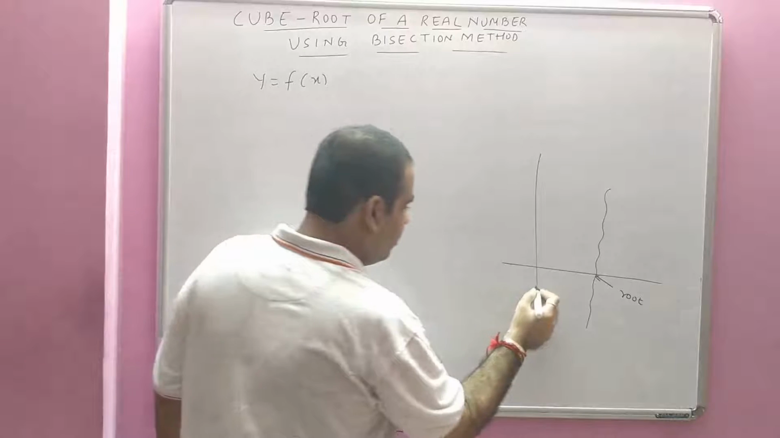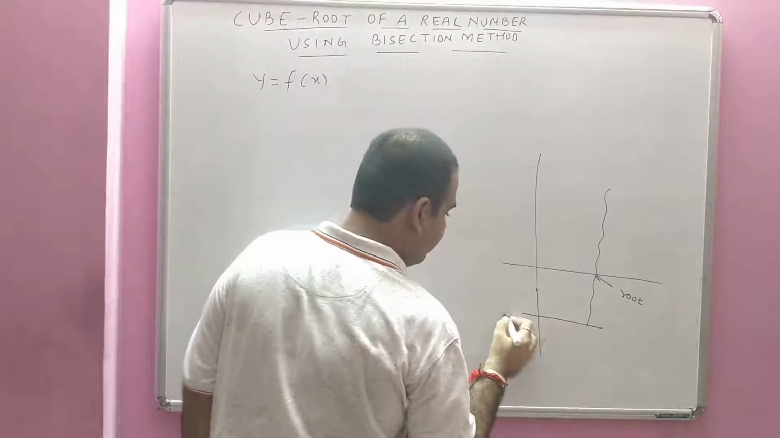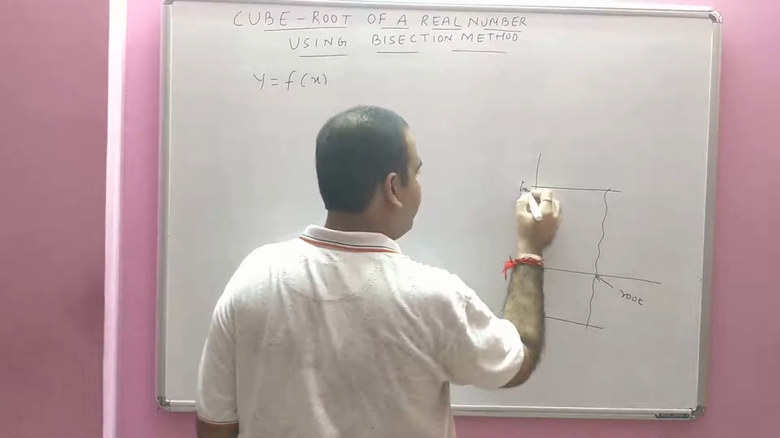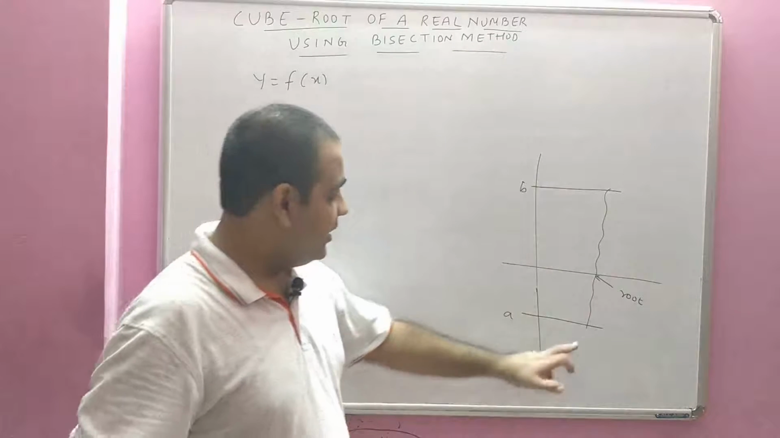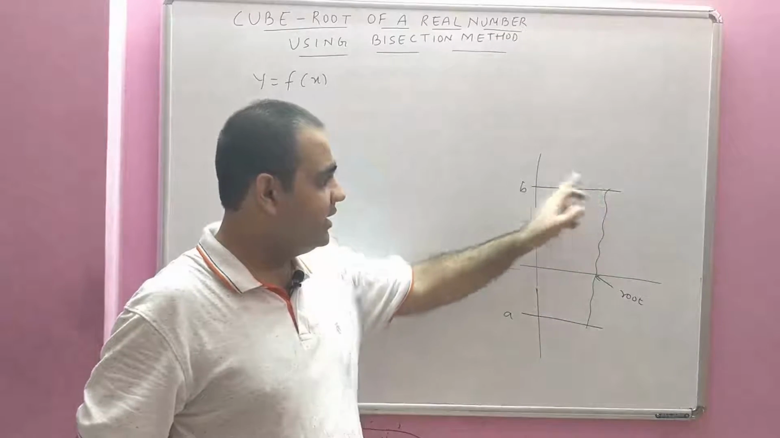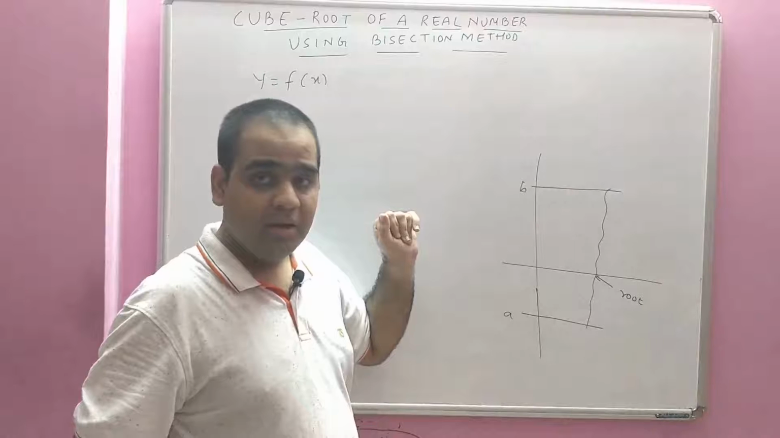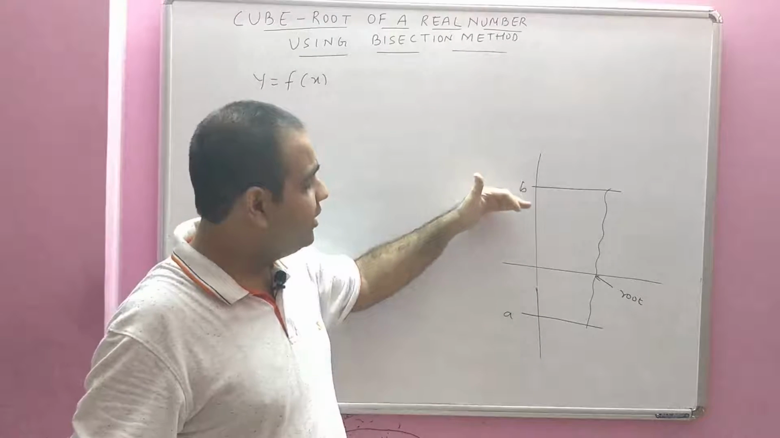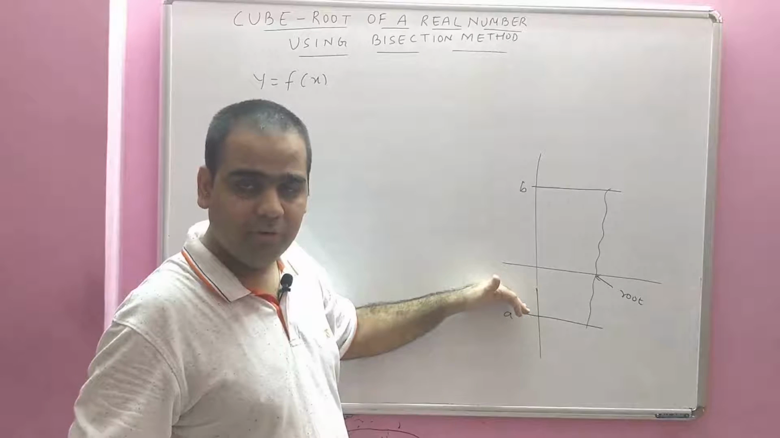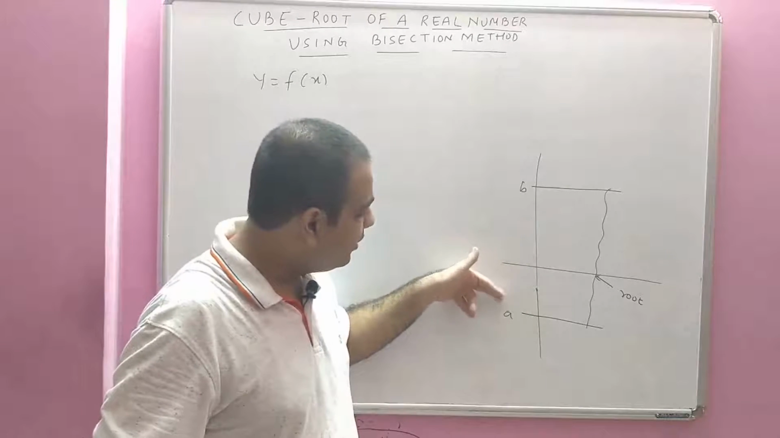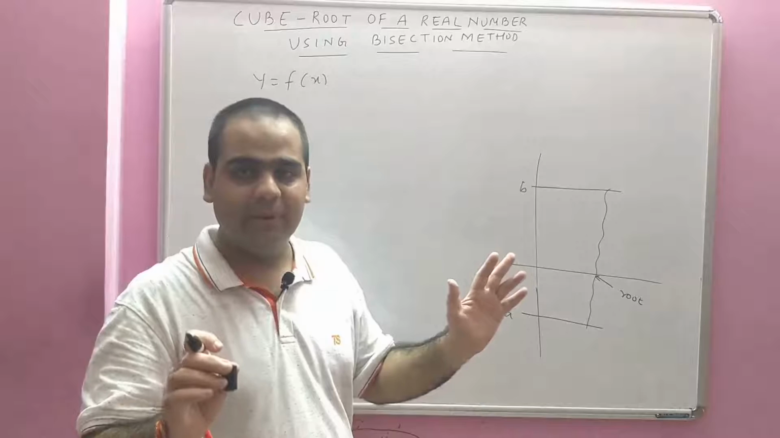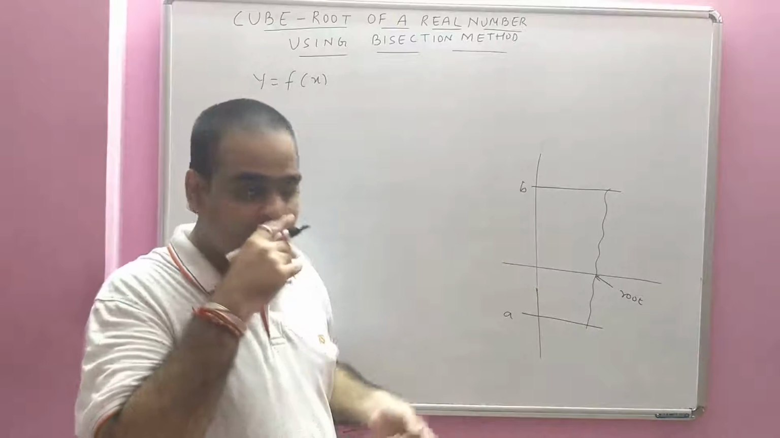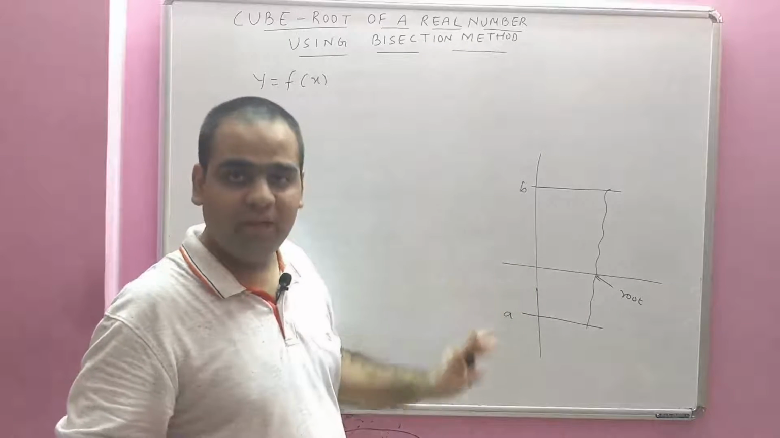Now we will assume two points, let this point be A and this point be B, where f of A is negative and f of B is positive. If we multiply these two, it is negative. If one is positive and one is negative, that means the root should be somewhere in between A and B. Therefore, we will find the midpoint of A and B.